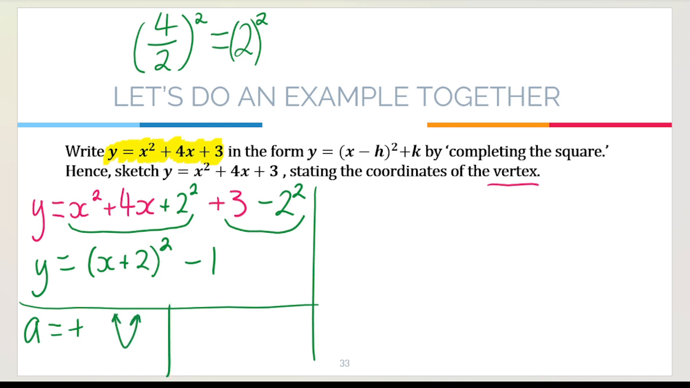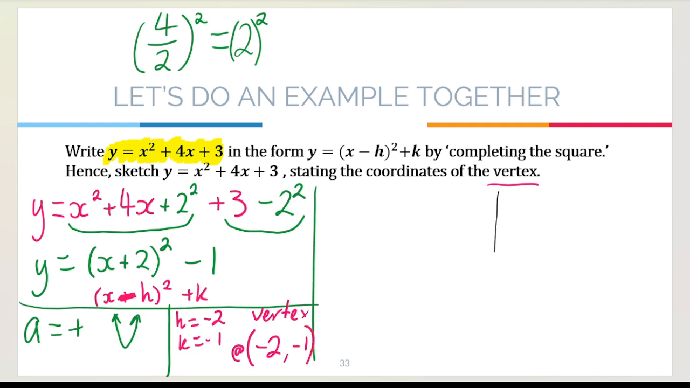We know that the vertex is going to exist at the point where, if I write this in a different form, y equals a times (x take h) squared plus k. So h equals -2, k equals -1. So we have the vertex at (-2, -1). Let's draw our nice graph.